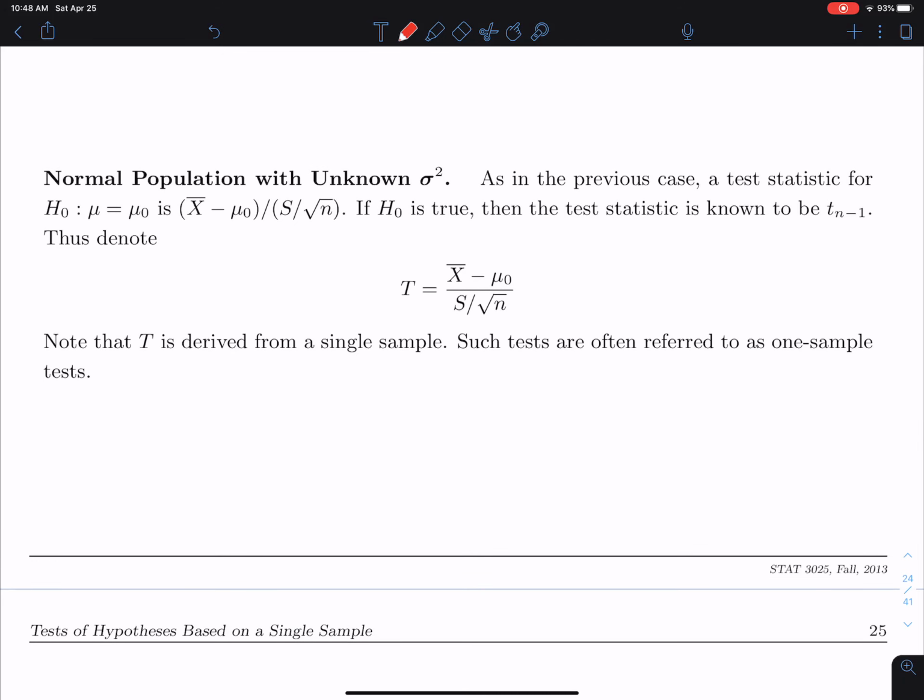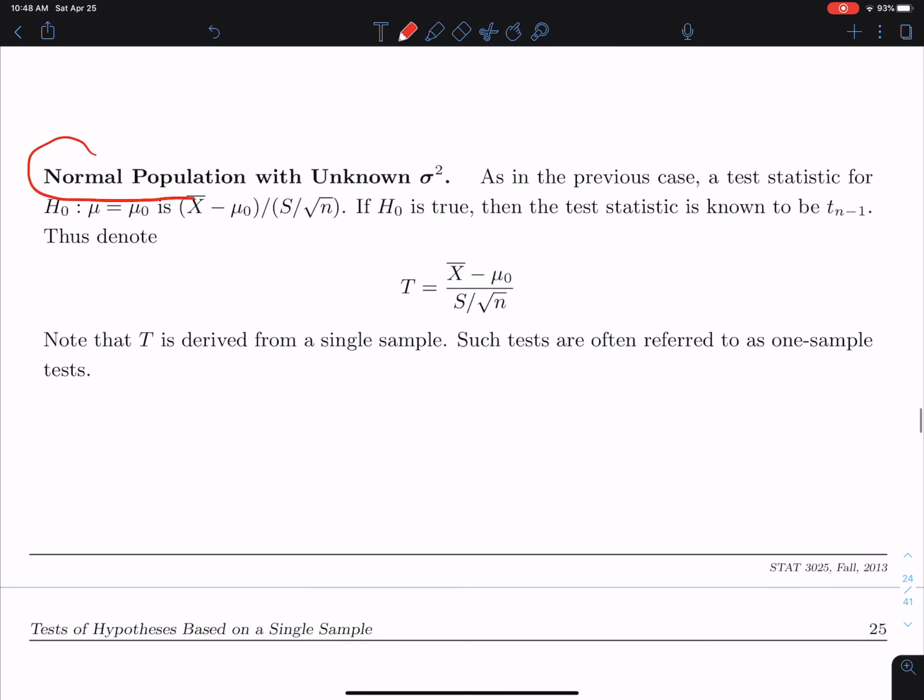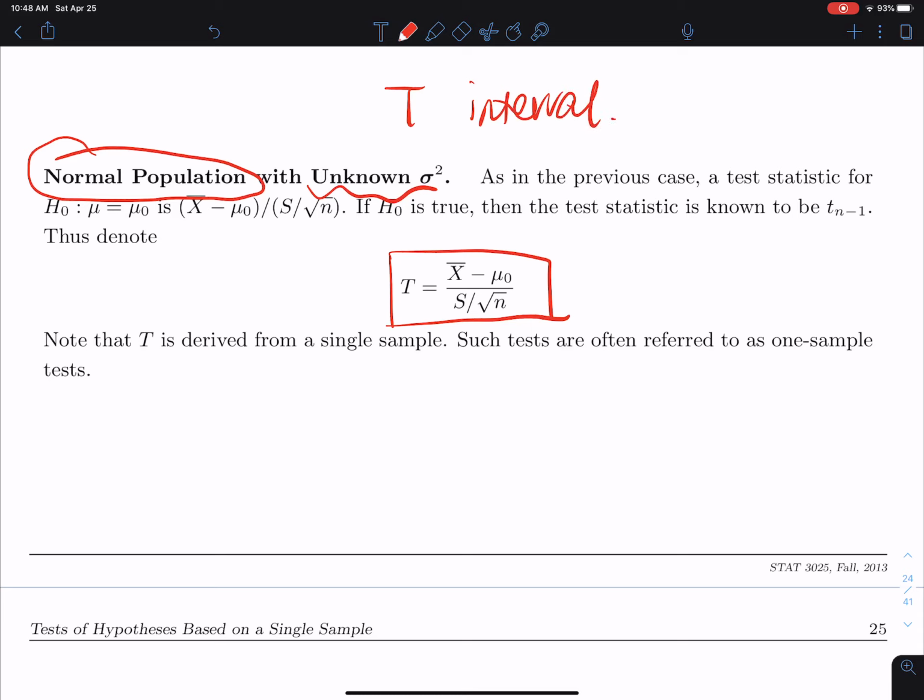And let's talk about another situation. When the population is indeed normal, and we have an unknown sigma square, this is the time to utilize the t distribution. Remember we talked about the t interval in the last lecture. However, here we talk about the t-test statistic, but the idea is very, very similar.